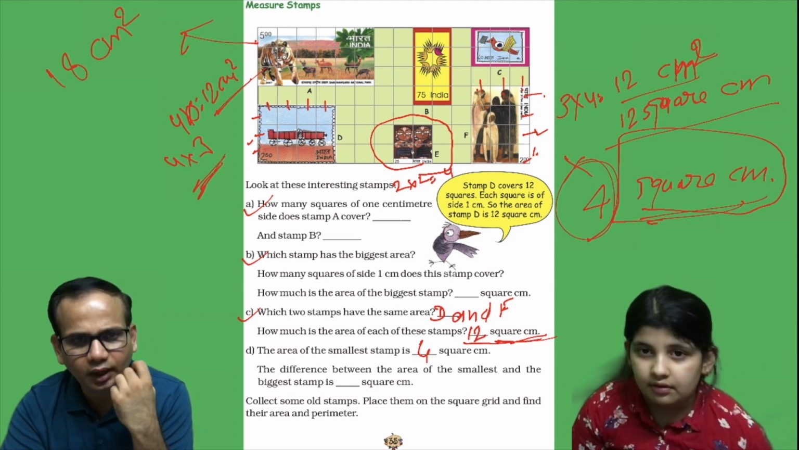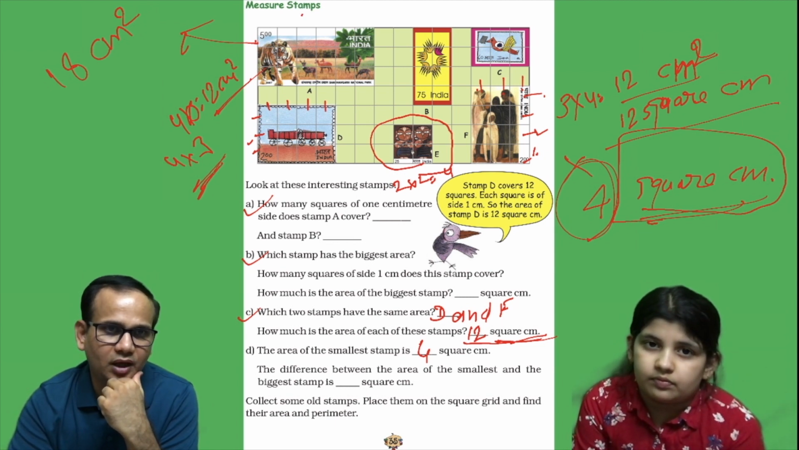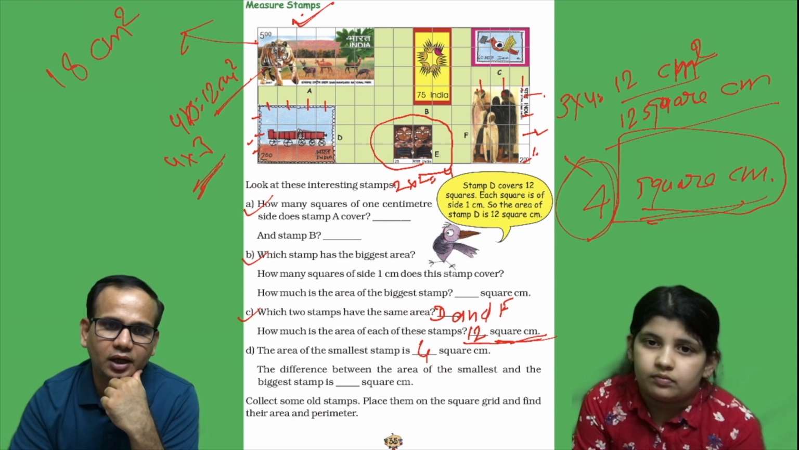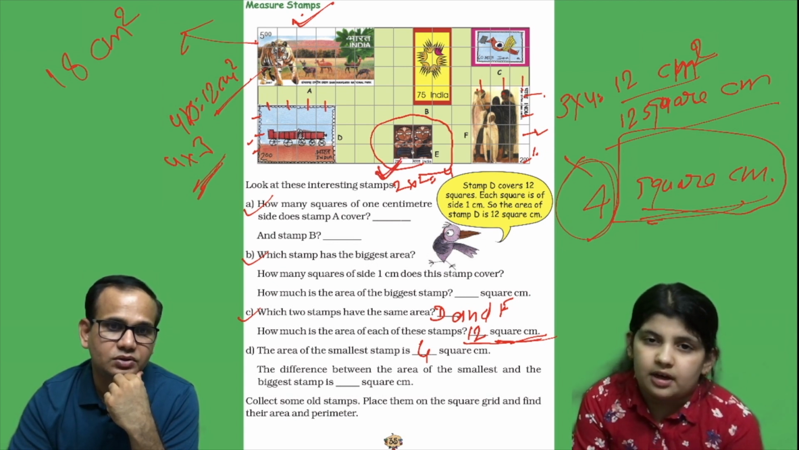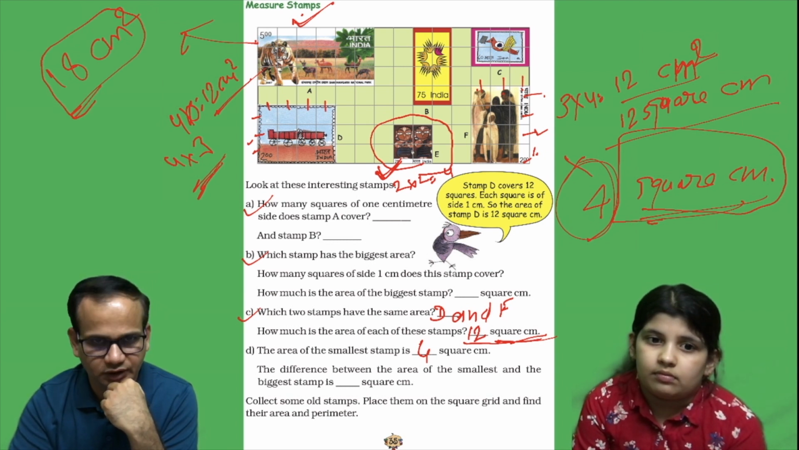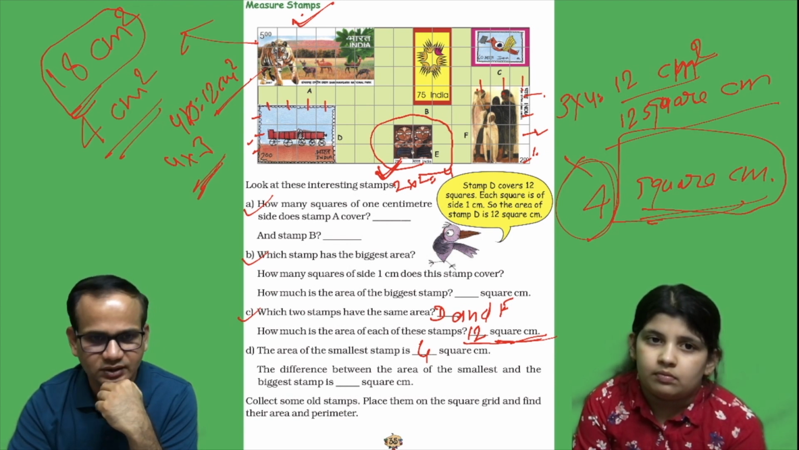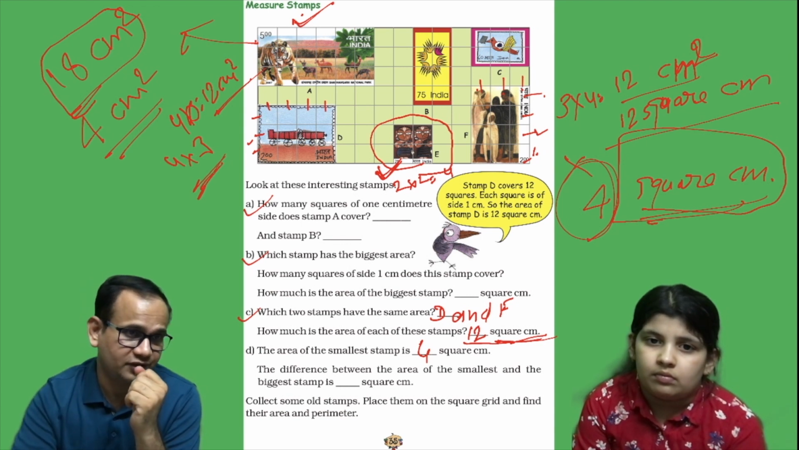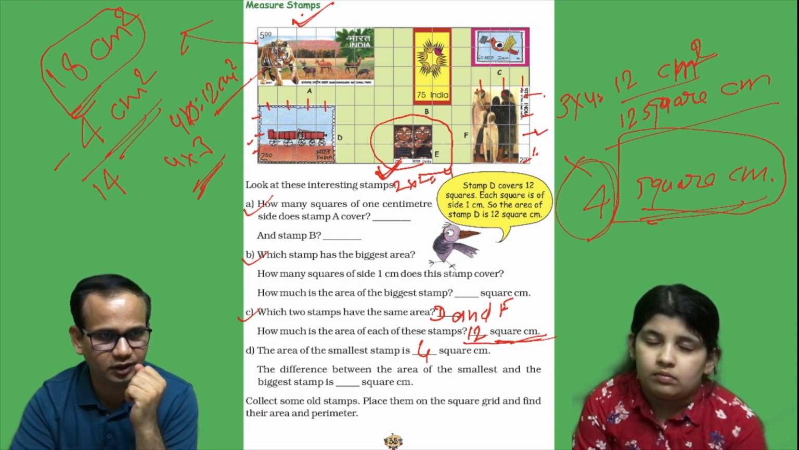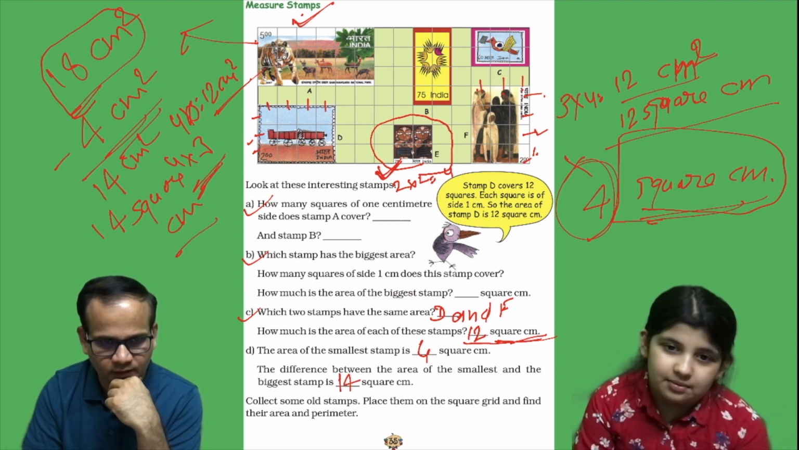14. Correct. And how did you calculate? I'll explain you. See, A is the biggest stamp and E is the smallest stamp. I subtracted them both. A is having 18 square centimeter of area and E is having 4 square centimeter of area. The question is the difference between these two, so difference means you have to subtract. It will be 14 square centimeter, right? So here I should write 14 square centimeter. Okay. Nice.